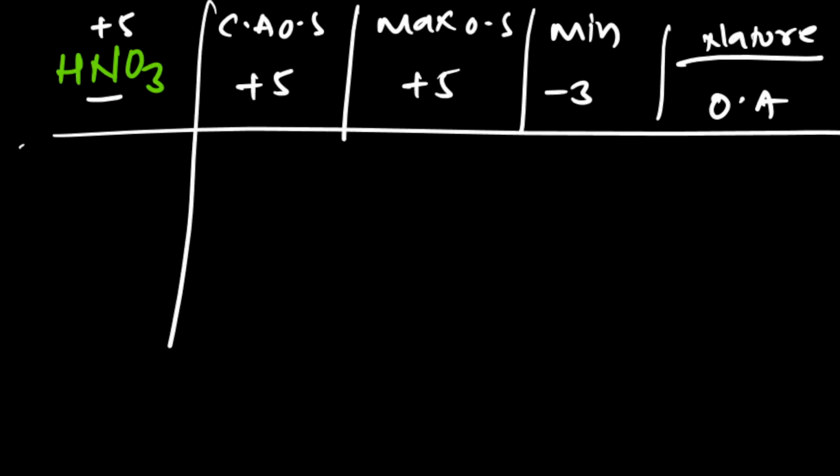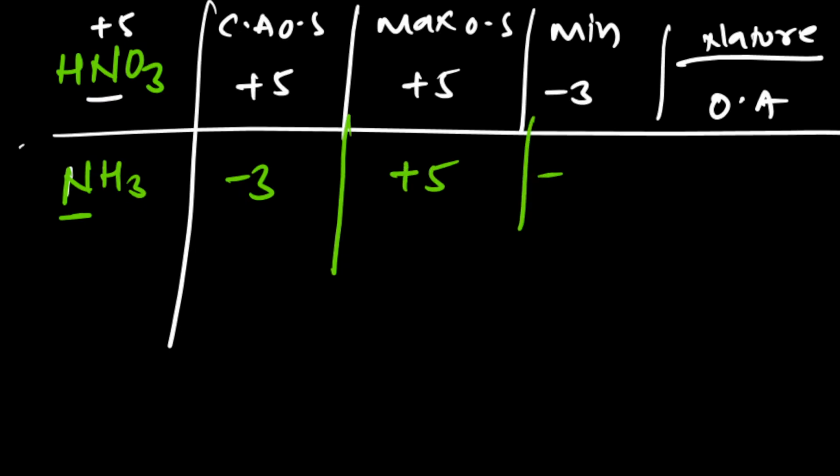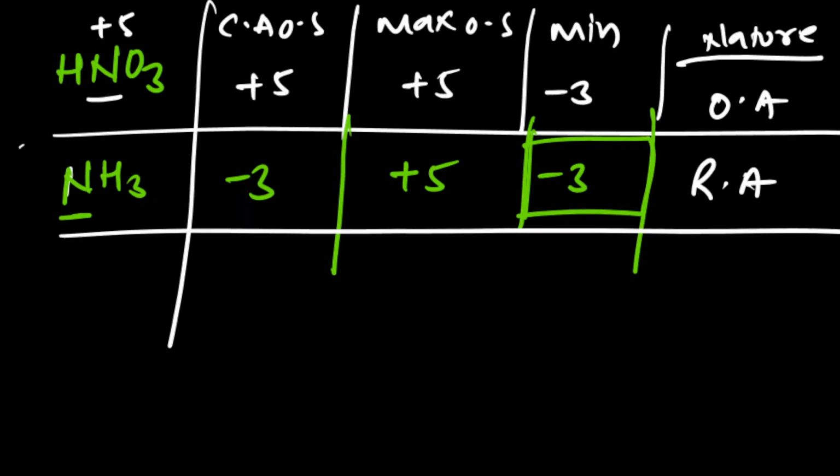Done. Now comes the ammonia, NH3. In NH3, the nitrogen central atom oxidation number is -3. Maximum it is +5, minimum it is -3. Then minimum oxidation number it is -3. When it is at the minimum oxidation number -3, can it readily gain electrons or readily lose electrons? It can readily lose electrons because it has already gained the maximum electron capacity. So it readily loses the electron, right? Strong reducing agent. Done.